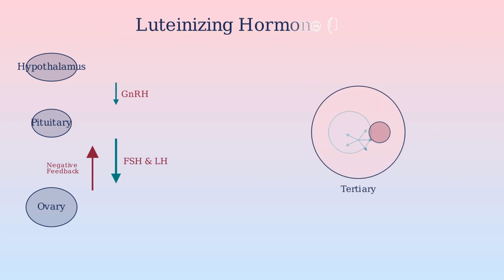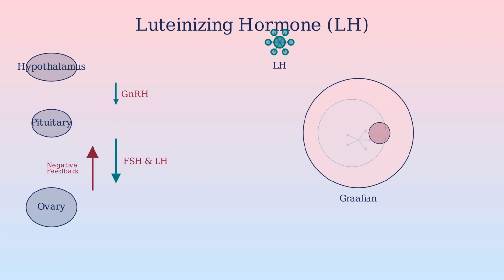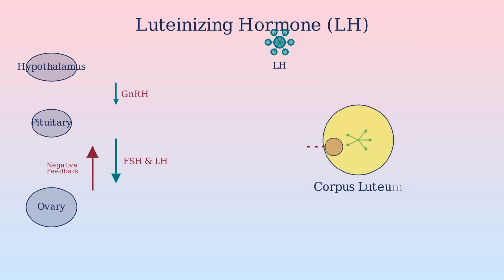Luteinizing hormone, or LH, becomes crucial in the later stages of follicular development. When LH levels surge, they trigger the final maturation of the dominant follicle into a Graafian follicle. This LH surge ultimately triggers ovulation, where the mature follicle ruptures and releases the oocyte. After ovulation, LH transforms the remaining follicular cells into the corpus luteum, which produces progesterone.